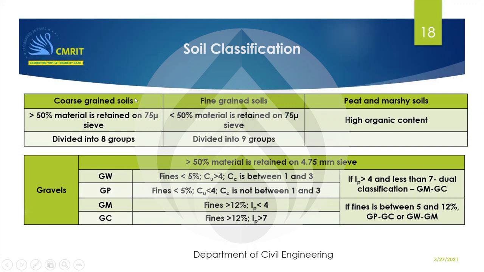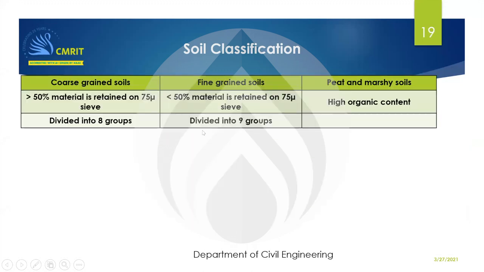So generally, according to the IS code, soil is classified into 18 groups. Coarse grained soil, as I told you, is anything above 2 mm, and we have this as gravel and sand, and also fine grained soil, which is again divided into 9 groups. So this is a table which will give you the gist of how exactly we can do the classification.